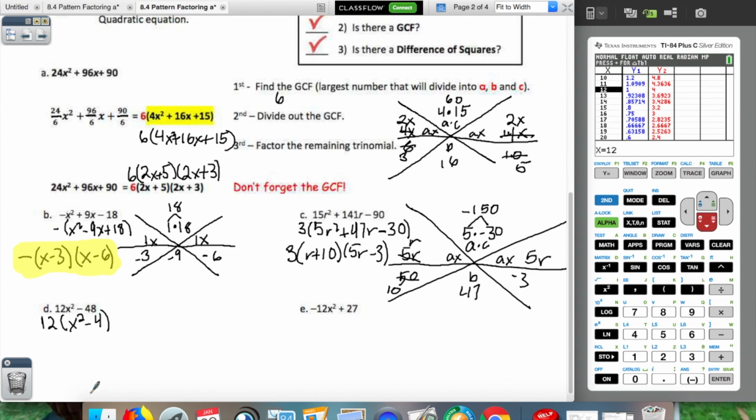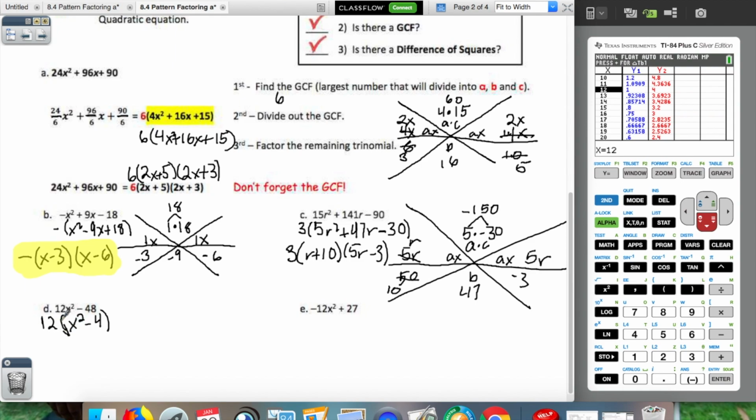So we've got the GCF. We've got that all figured out. So now we want to see, is it a difference of squares? Could it possibly be a difference of squares? Well, it is two terms, so let's check it out.